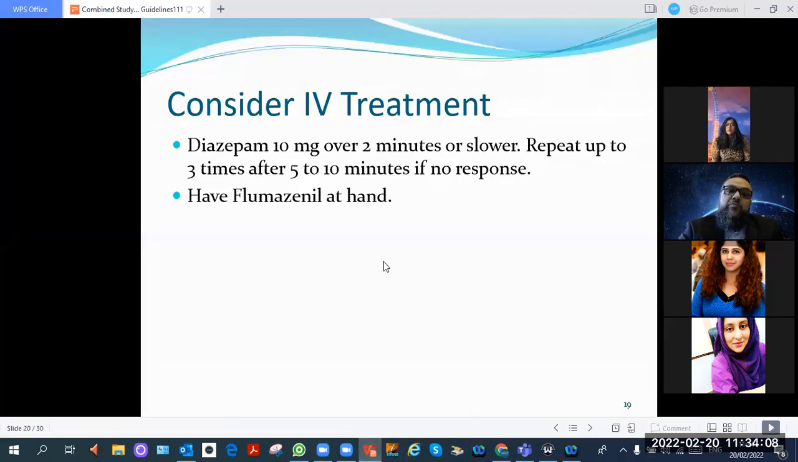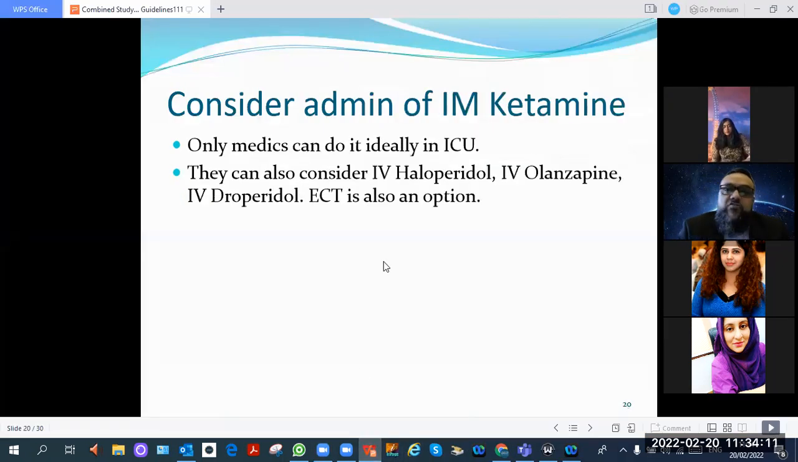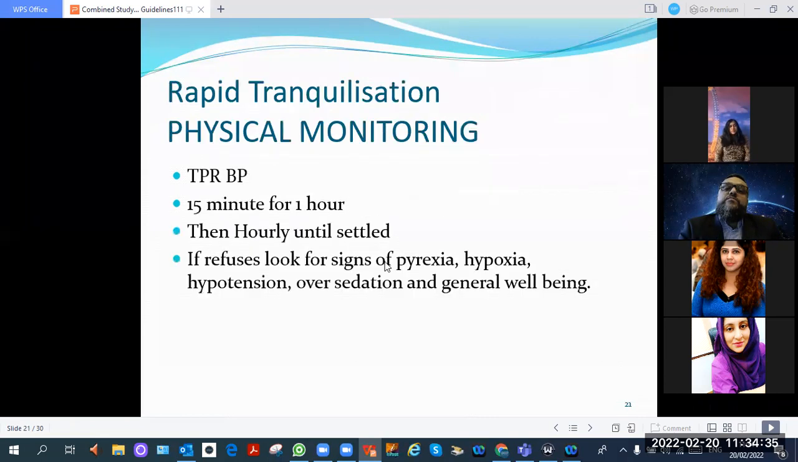So moving to the next slide. Consider IV treatment; we have done that. Consider administration of IM ketamine. Only medics can do it, ideally in the ICU. They can also consider IV haloperidol, IV olanzapine, IV droperidol. ECT is also an option, but ECT will be something later on. First, you have to manage the patient's acute aggression, and if it is a repeated thing, then you can consider ECT.